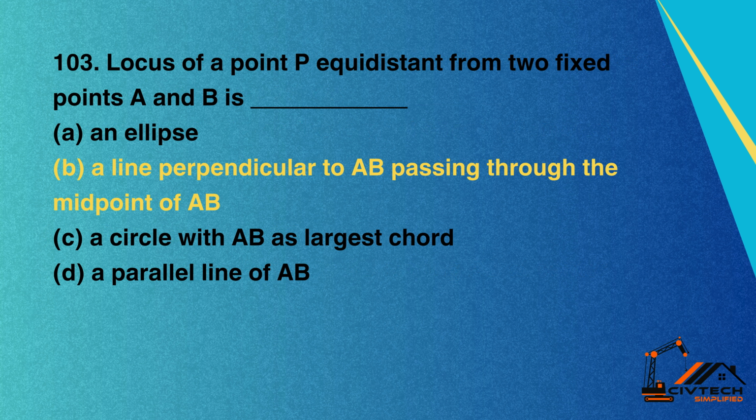103. Locus of a point P equidistant from two fixed points A and B is: A. An ellipse. B. A line perpendicular to AB passing through the midpoint of AB. C. A circle with AB as largest chord. D. A parallel line of AB. Correct option: B. A line perpendicular to AB passing through the midpoint of AB.